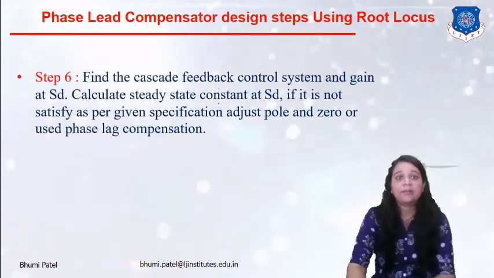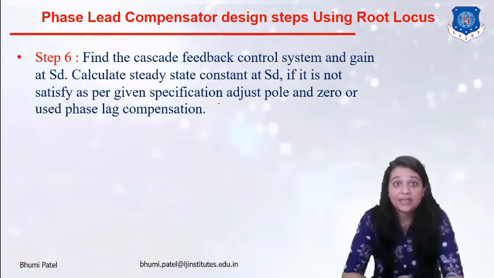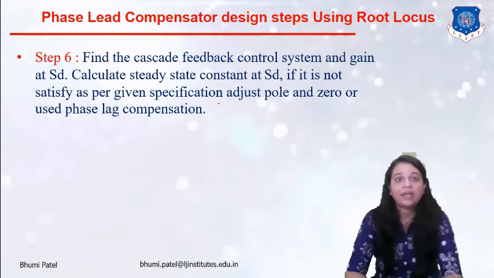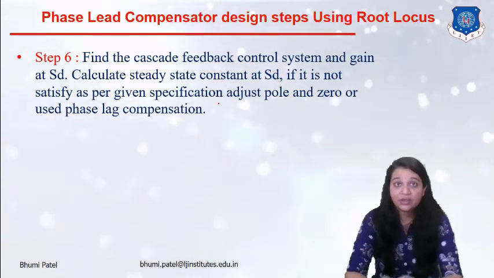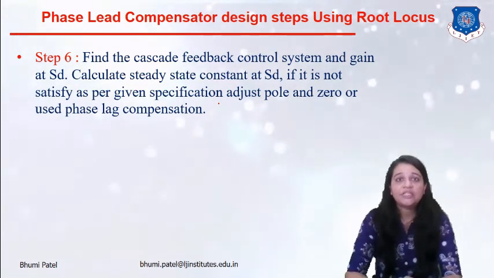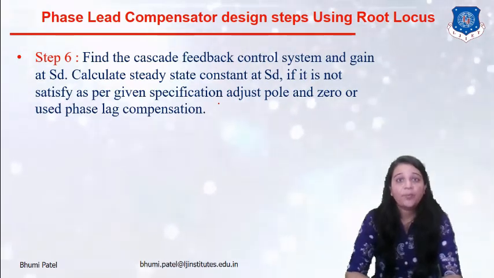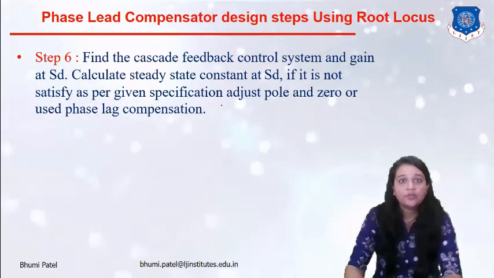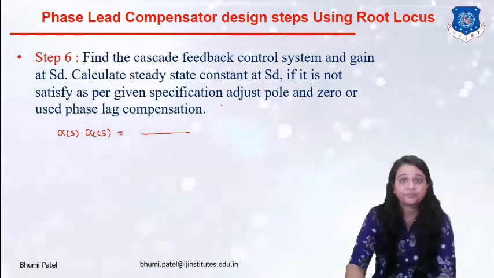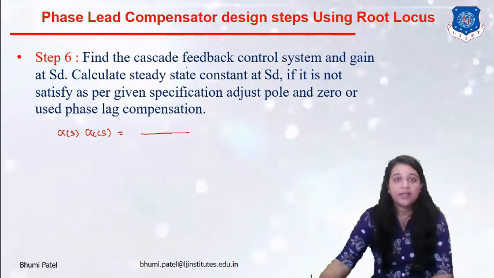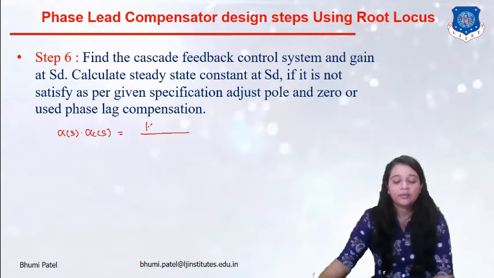Okay, now step number 6. Find the cascade feedback control system and gain at the SD. So we can calculate the steady state constant at the SD point. If it is not satisfied as per the given specification, adjust the pole and zero or use a phase lag compensator. So first of all, we have to find the control system gain at SD. So our equation will become K.